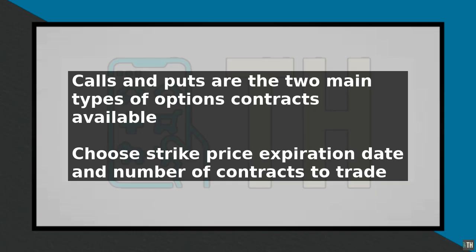To place an order, select the type of order you want to use, such as a market order or a limit order. A market order will execute the trade at the current market price, while a limit order will execute the trade at a specified price or better.